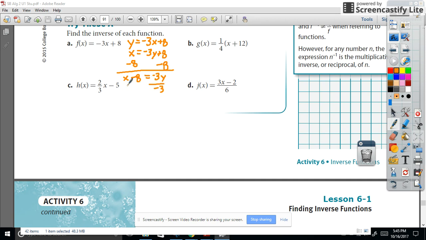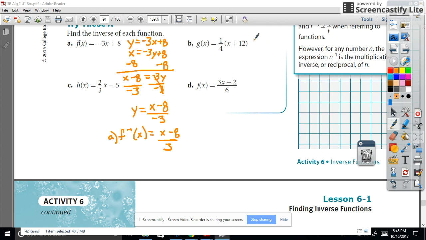Divide everything by negative 3. If it would go evenly, then do it separately. If it won't, then leaving this great big division problem right here is fine. So we end up with y equals x minus 8 divided by negative 3. We created this one, so it is the inverse of the first function. And that is the answer to A.